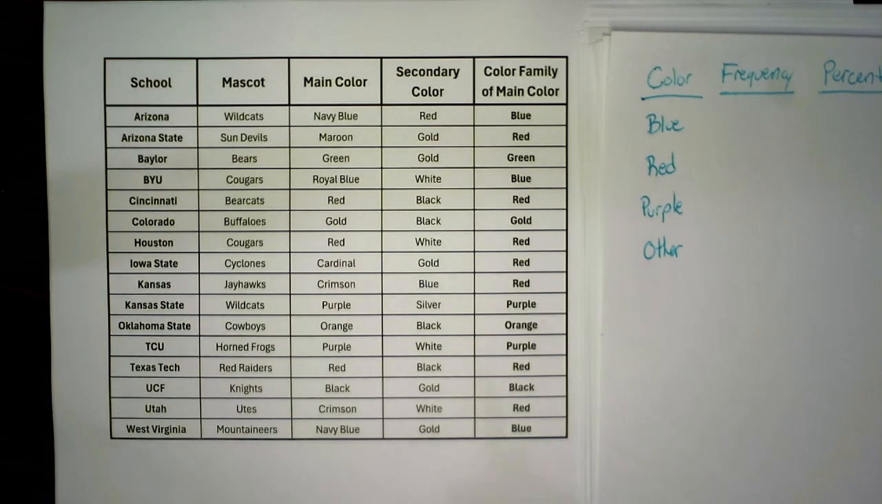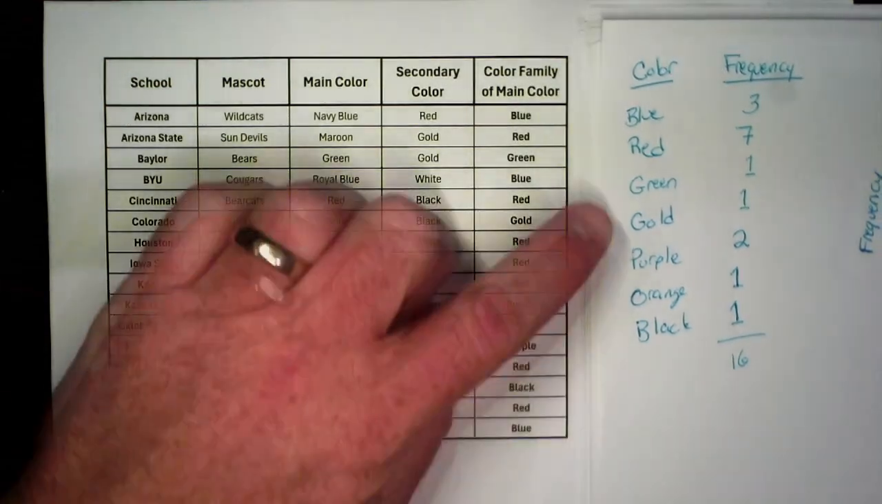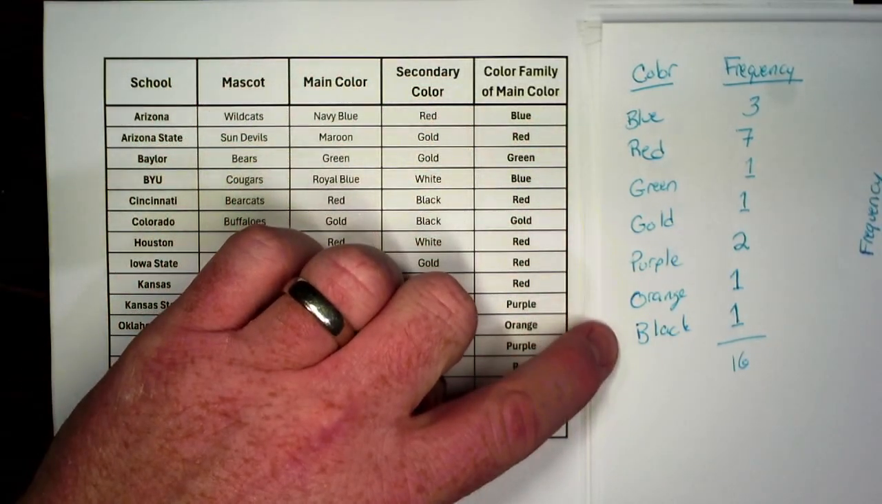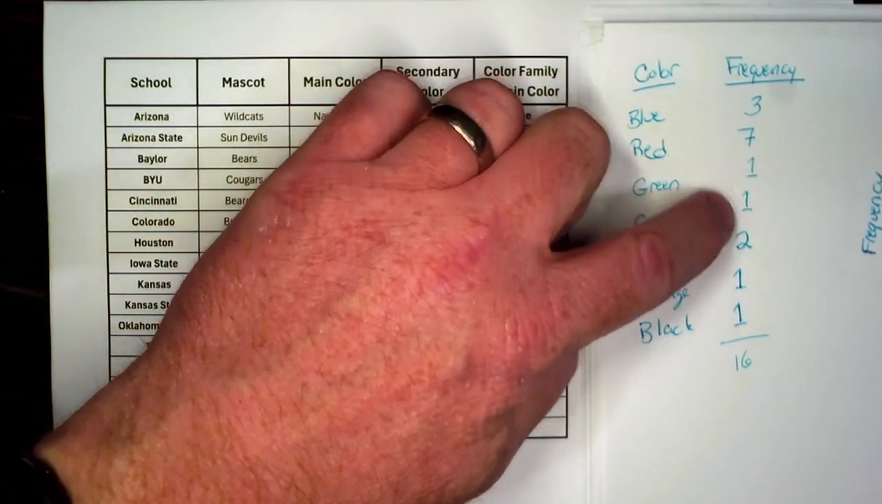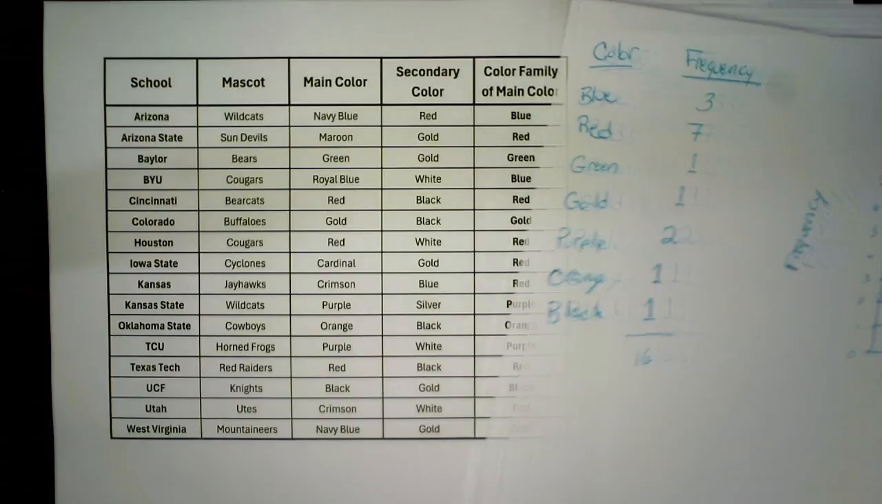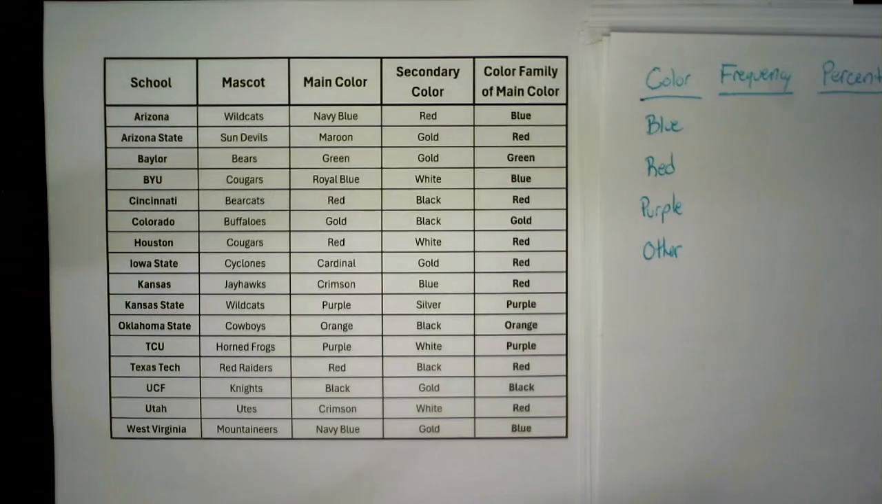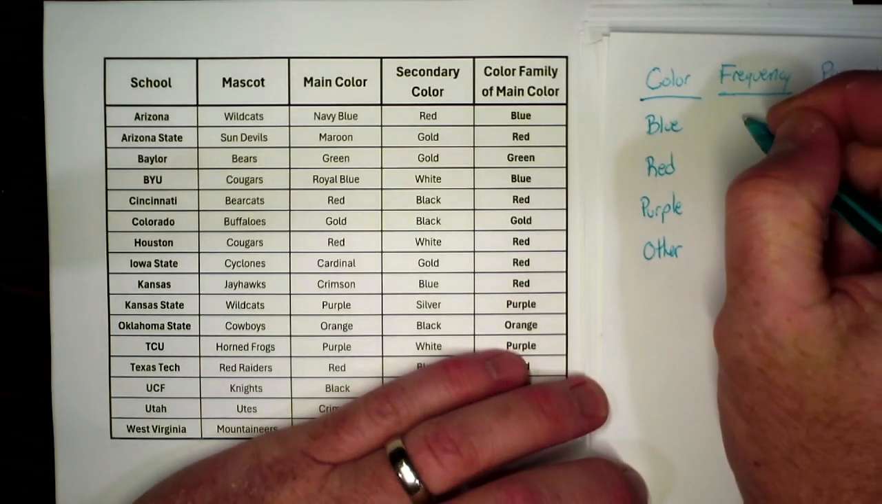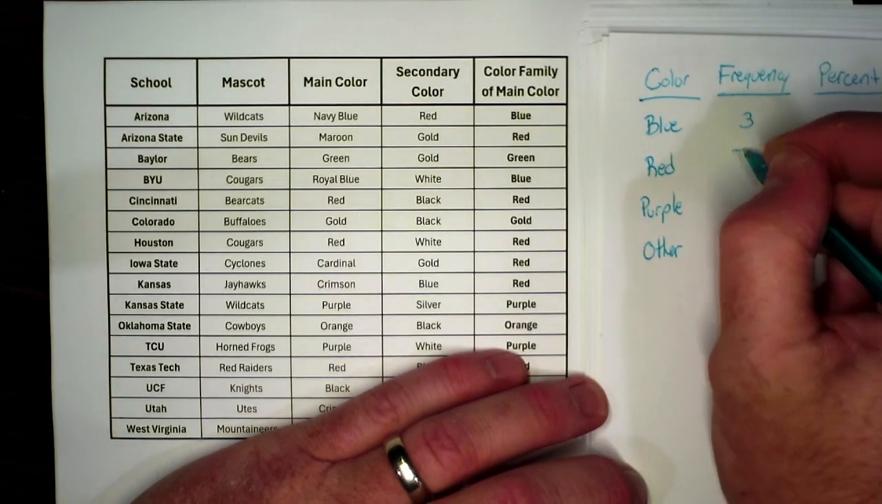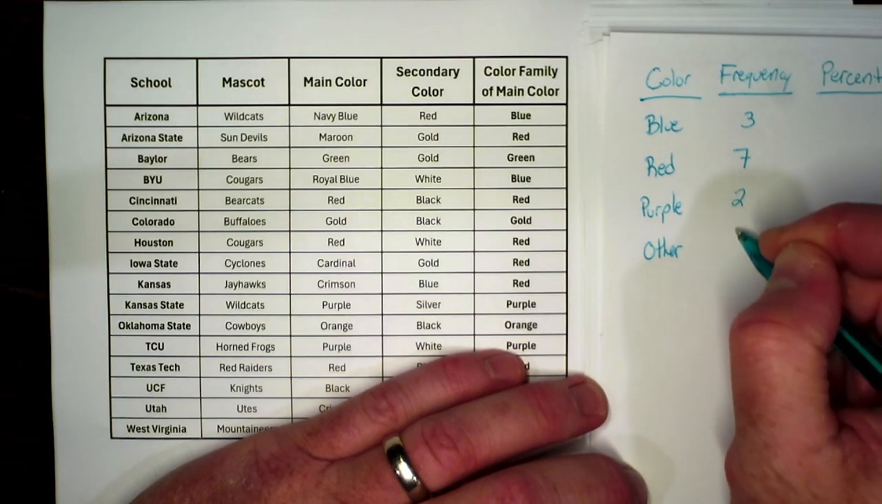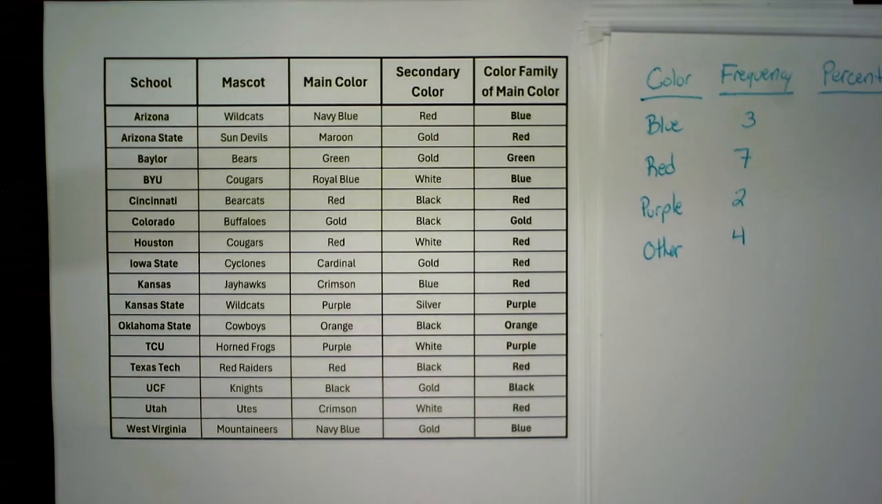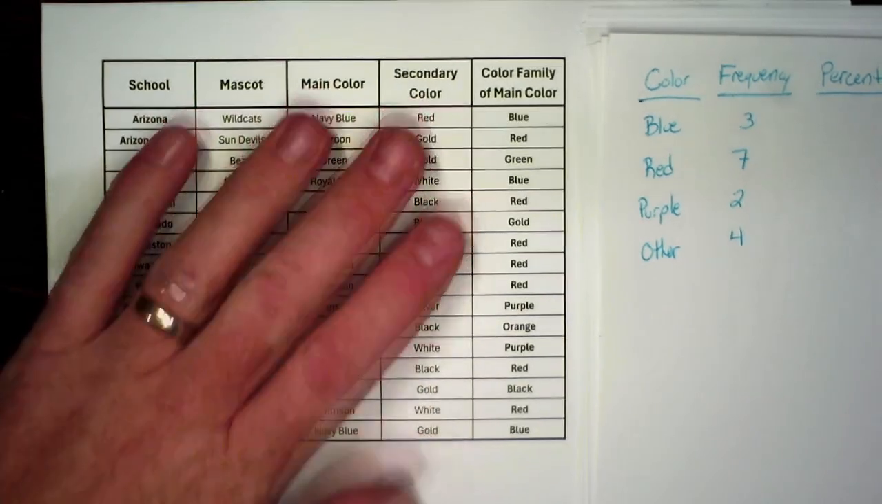So when we looked at this with the bar graph, if you looked at that one, we kept each color separate. Orange, gold, black, and green, even though they each had a frequency of 1, we kept those separate and we ended up with that bar graph. Now what I'm going to do is lump those into a category called other. And so there are 3 schools that have blue, 7 with red as their primary color, purple has 2, and then 4 schools that have other. Okay, so that's all we need for our data here.